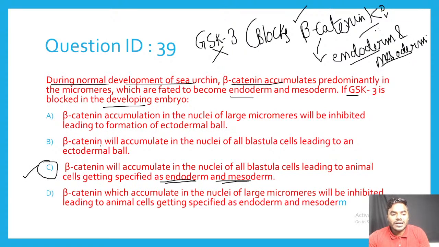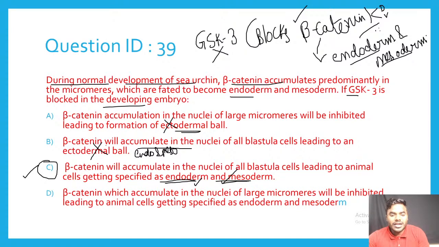Now option B: beta catenin will accumulate in the nuclei of all blastula cells leading to an ectoderm ball. It is required only for the formation of endoderm and mesoderm. Beta catenin does not have any direct or indirect role in the formation of ectoderm. So option B is wrong. Option A is also wrong, because they have given ectodermal. So please keep it in your mind, ectoderm cannot be formed by beta catenin, only endoderm and mesoderm. Hence undoubtedly C will be the correct answer.